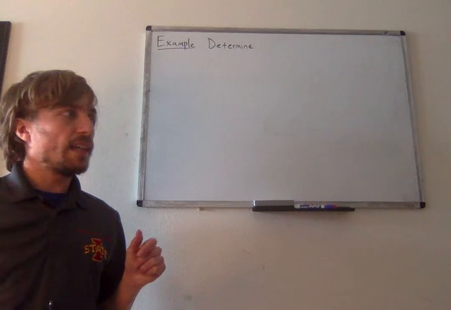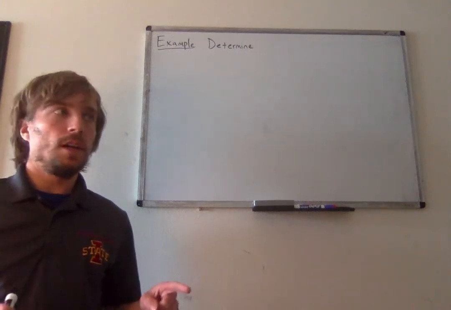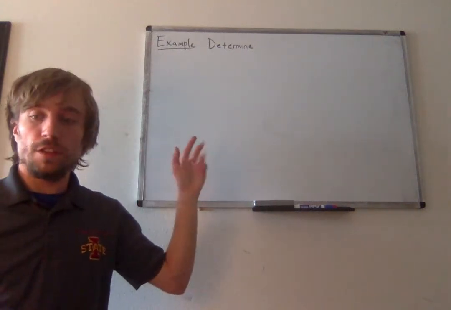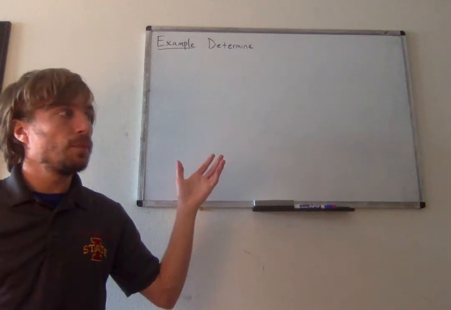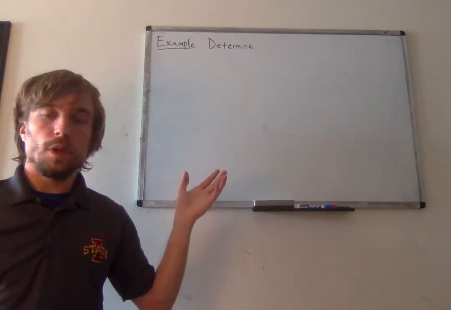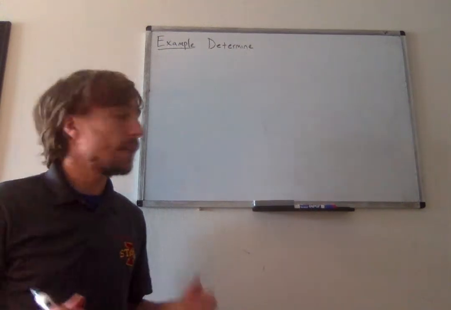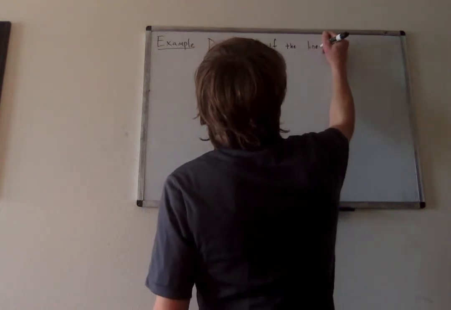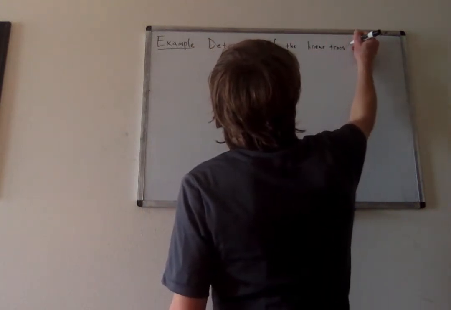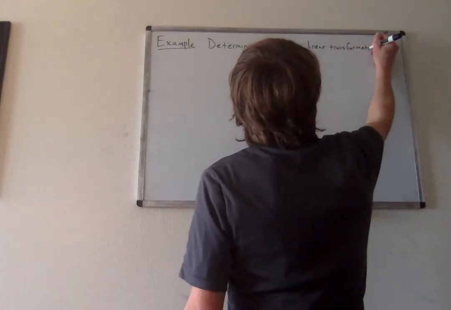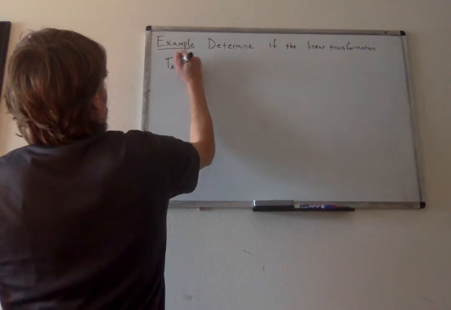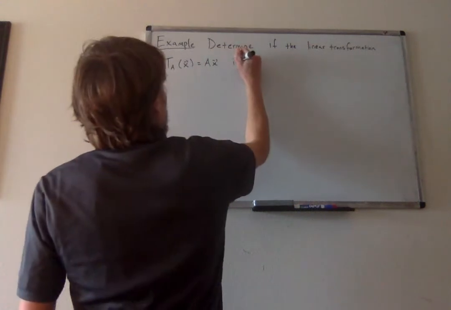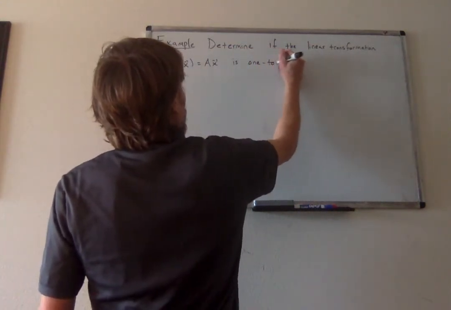I'm going to actually ask a slightly different question than I was initially going to ask. So the original question was to determine if the following matrices were invertible. But remember, we can ask this question about anything. So I'm going to say determine if the linear transformation T of A, which is defined by matrix multiplication, is 1, 2, 1.